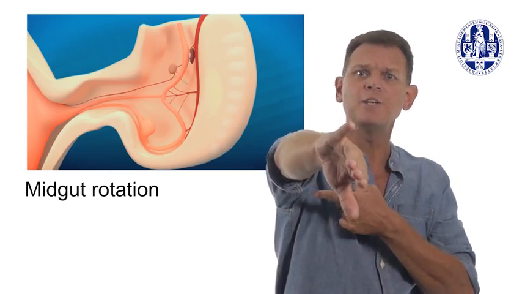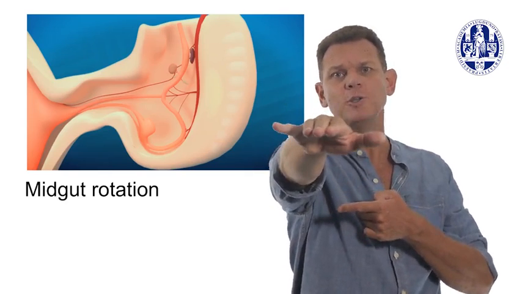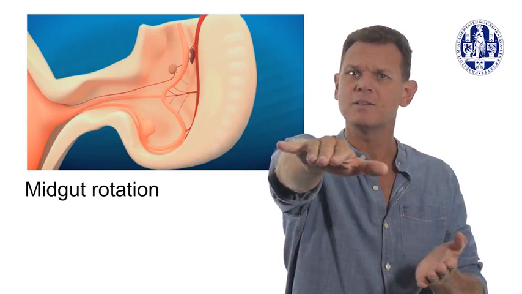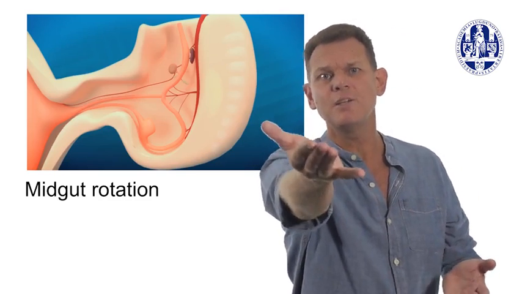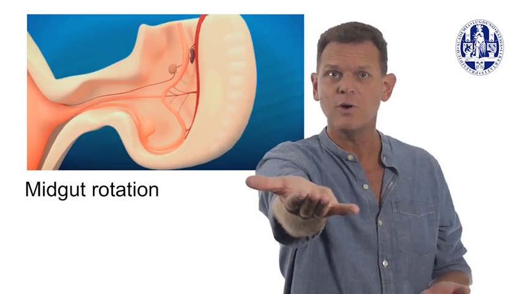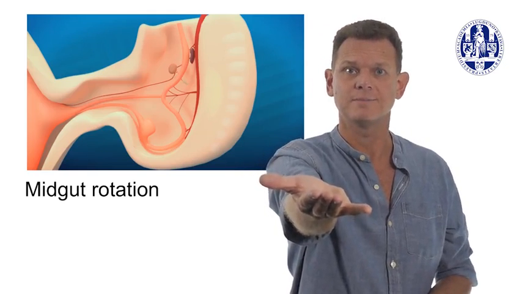The initial 90 degrees rotation will bring the jejunum to the right and the colon to the left. But the subsequent 180 degrees rotation flips this side, bringing the transverse colon ventral or in front of the small gut.